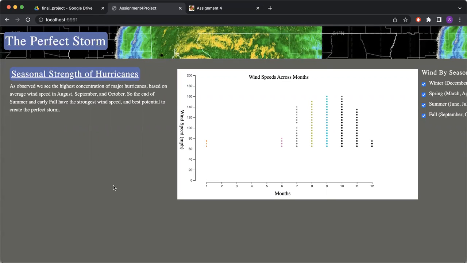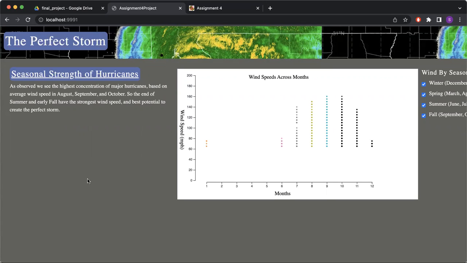This is further corroborated by NOAA classification data, which characterizes hurricanes as having sustained winds of over 74 plus miles per hour, whereas tropical depressions and tropical storms are both below this threshold. Now, moving on to visualization 1.